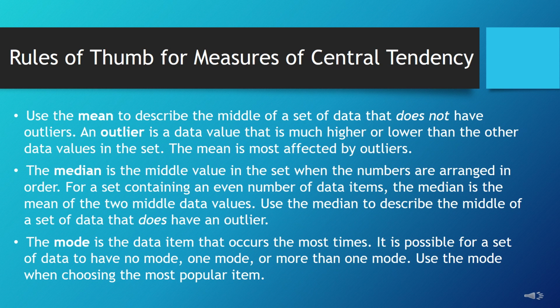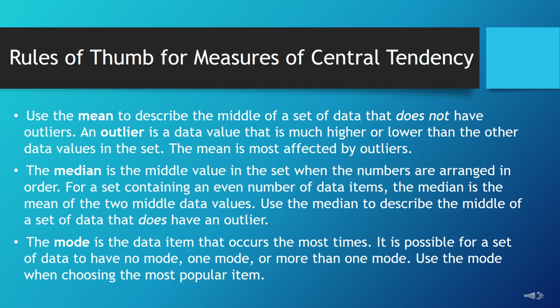Rules of thumb for measures of central tendency. Use the mean to describe the middle of a set of data that does not have outliers. An outlier is a data value that is much higher or lower than the other data values in the set. The mean is most affected by outliers.